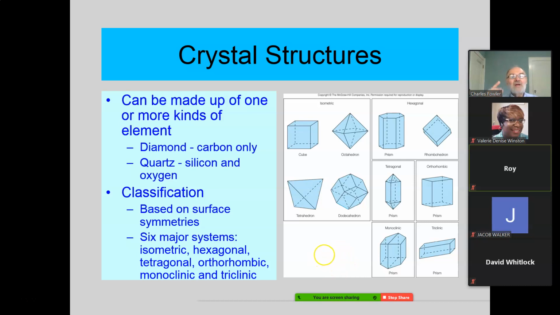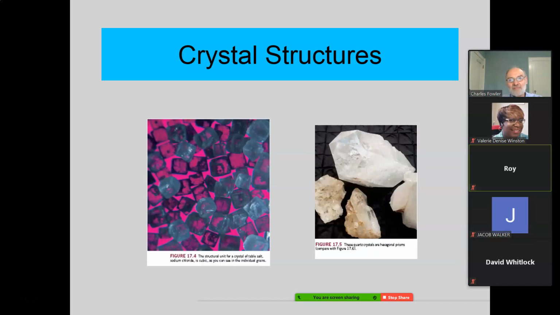The point here, they have these definite structures. They may be fairly complicated, but they all have definite structure. Okay? That's what we mean by crystal structure.